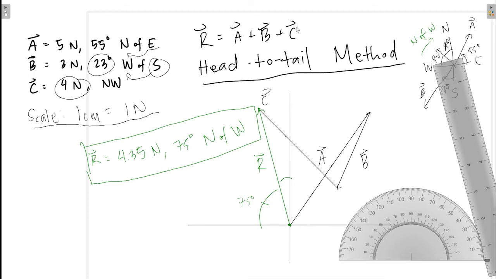Okay? So, quick review. First, we'll draw vector A. And then sa head ng vector A, we will draw vector B. And then sa head ng vector B, we will draw vector C. And then our resultant is the vector or the arrow starting from our starting point papunta doon sa end point. That is our resultant. So that's how we use head-to-tail method.